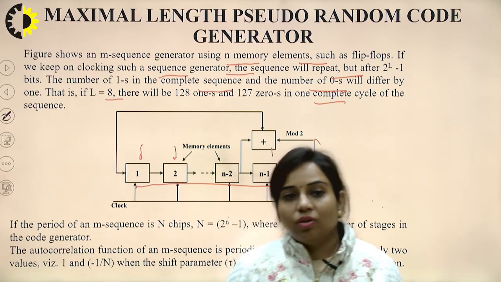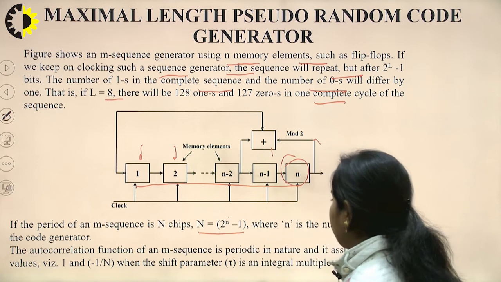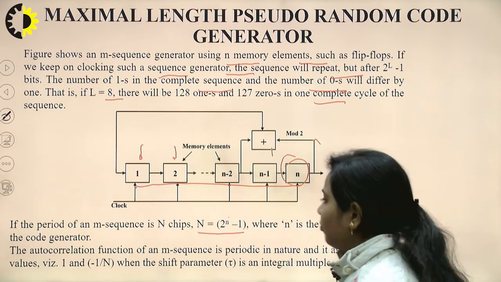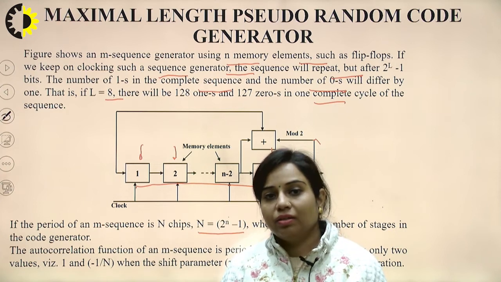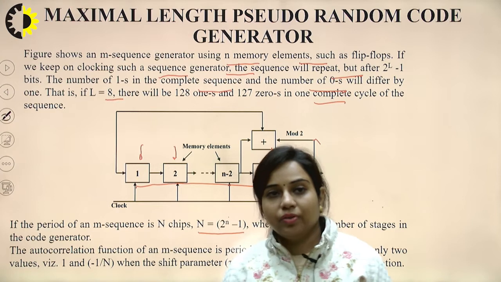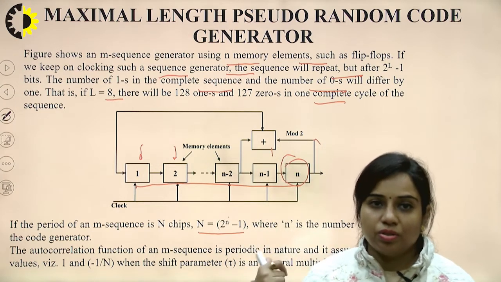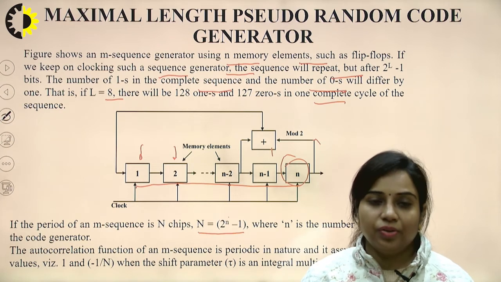So if the period of the M sequence is N chips, then N is equal to 2^n minus 1, where n is the number of stages in the code generator. So using these n registers in a row, this is how the code will be generated, which is of length N. This diagram is explaining this particular generation of bits.